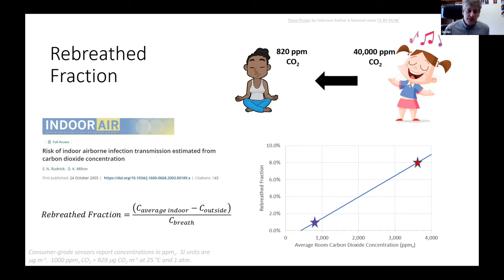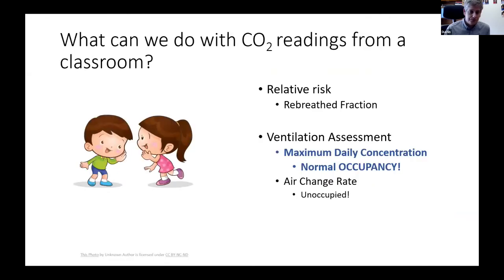For airborne viruses, we want to keep that rebreathed fraction as low as possible, as indicated by the carbon dioxide concentration. So the lower the rebreathed fraction, the lower the overall risk if there's a COVID-19 emitter present, and that lowers our risk that we would inhale COVID-19 laden particles.